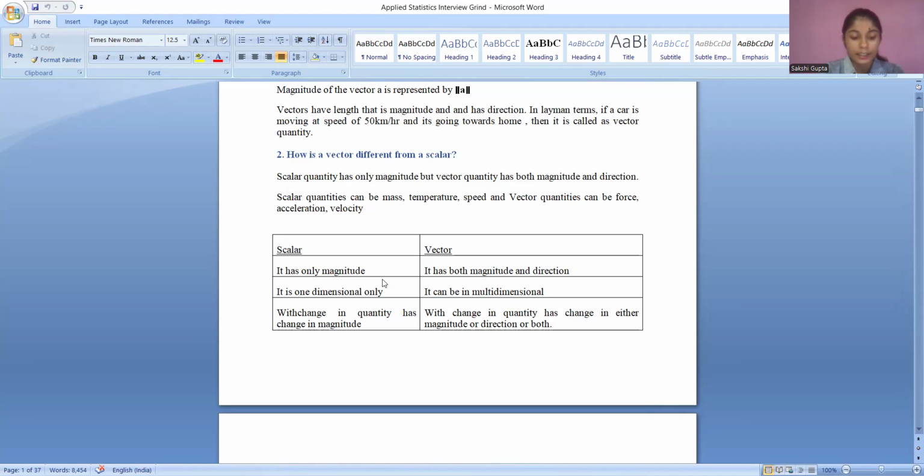Now, scalars can be added, subtracted, multiplied, or divided like ordinary numbers. For example, 10 kg plus 5 kg equals 15 kg, whereas vectors follow vector addition rules like the triangle or the parallelogram law. You must consider both magnitude and direction while adding them. For example, if forces act in different directions, you cannot just add their magnitudes. You must find the resultant vector using geometry.